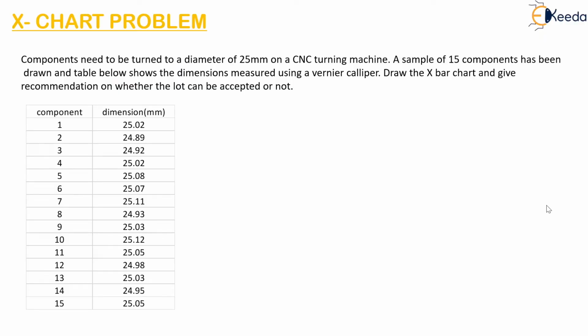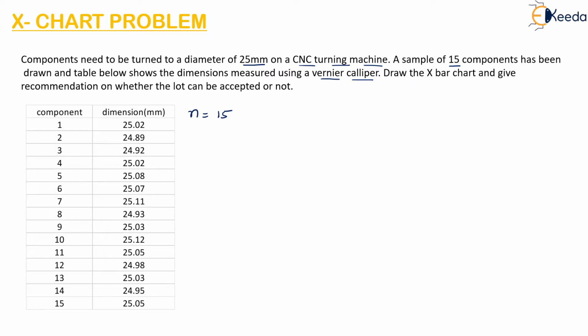Here they have given the components that need to be turned to a diameter of 25 mm on a CNC turning machine. A sample of 15 has been drawn and the table below shows the dimensions, which are measured using a vernier caliper. So sample number, that is small n, is 15, and they have given the dimensions, that is the diameter, measured with the help of a vernier caliper.